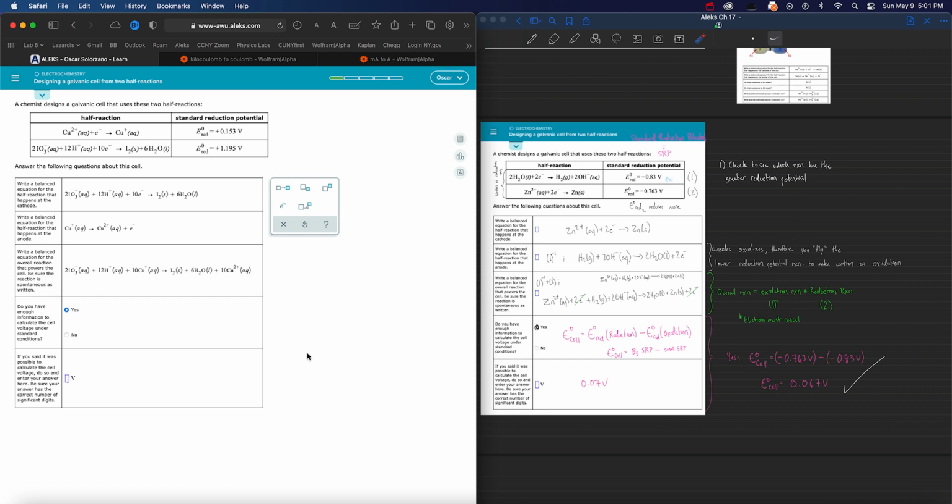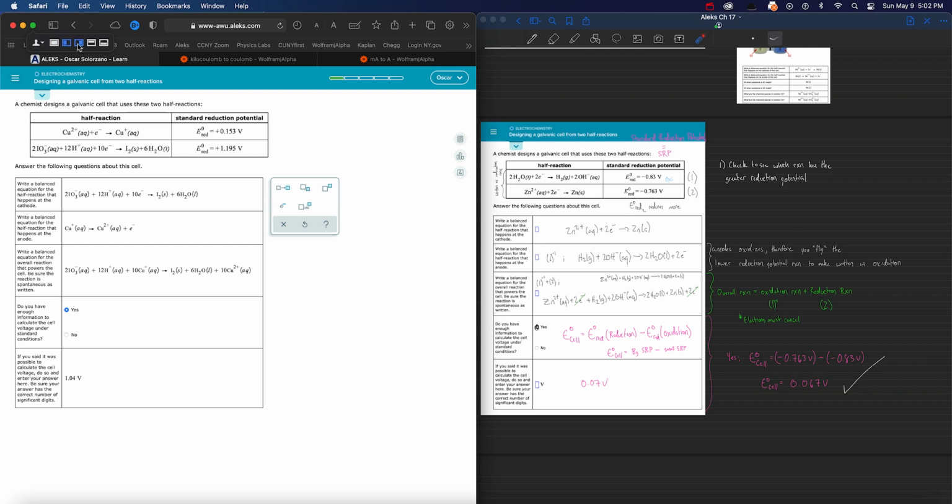If I'm not mistaken, let me see. Let's bust out our calculator. Have any batteries? Okay, so we're going to do 1.195 minus 0.15. Right? We're giving 3 significant digits, so we're doing 3 significant digits. And pray that that's right.